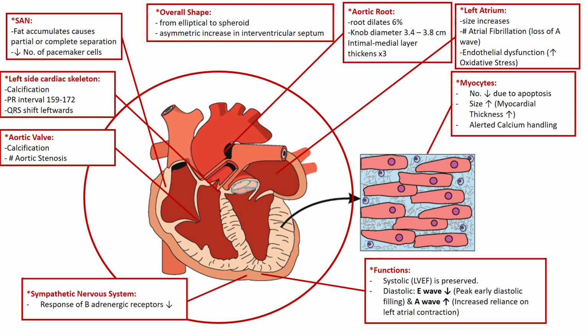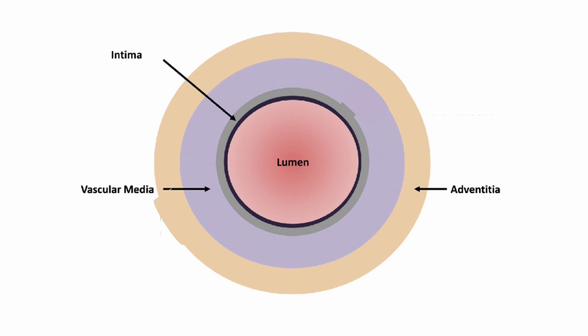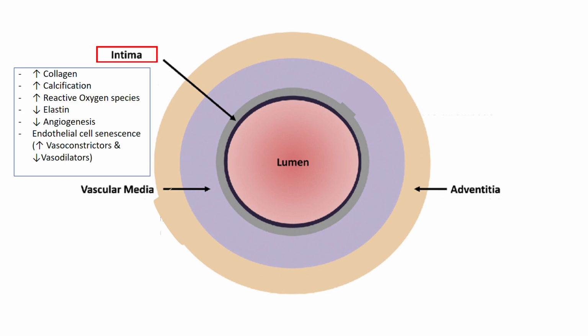Finally, let's talk about the sympathetic nervous system. The response of beta adrenergic receptors decreases, and again we are talking about the response of the receptors, and the number is not affected. Now let's move to the vessels. We have the intima. First of all, we have a general rule to discuss in the vessels in general. Collagen increases and calcification increases, yet elastin and angiogenesis decrease.